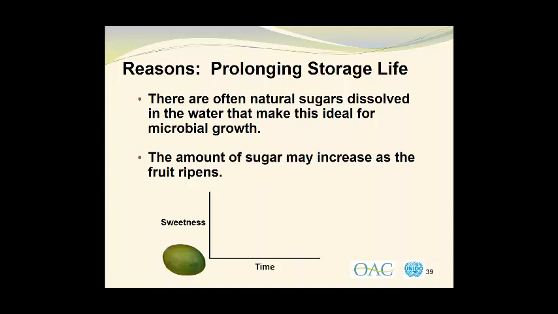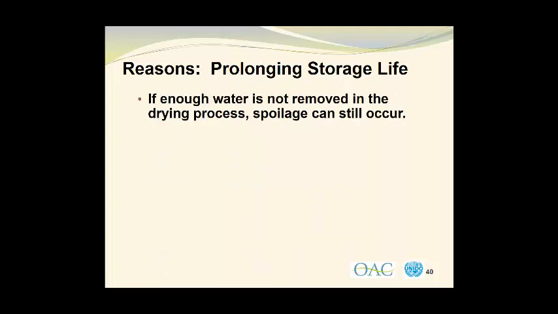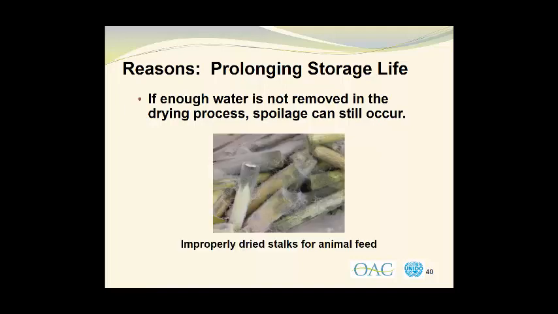We can consider an unripe mango which has a very low level of sweetness. However, as it ripens, the level of sweetness increases, and these sugars are actually available to support microbial growth in the presence of the moisture that is in the tissues of the mango. If enough water is not removed in the drying process, spoilage can still occur.